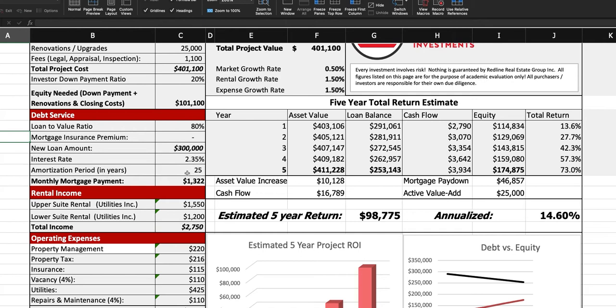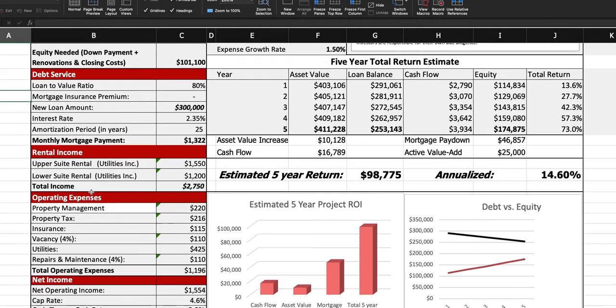Our base case for numbers on this one, we're using an interest rate of 2.35% and an amortization period of 25 years. So the amortization period is the number of years that it would take for you to pay off the loan if you just continued making payments at the prescribed interest rate at the first 5-year term. So it's being paid off over a 25-year period, which means we've got a monthly mortgage amount here of just over $1,300 per month.